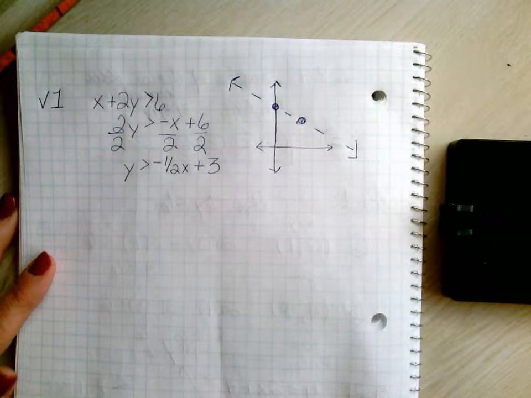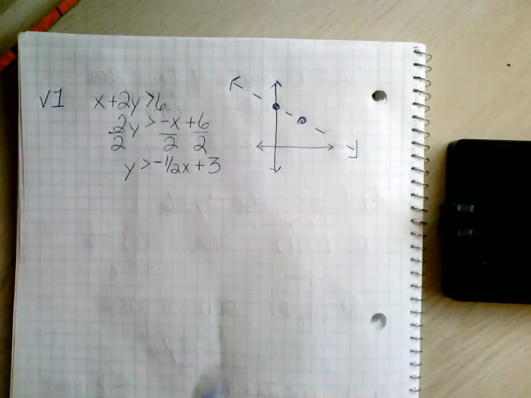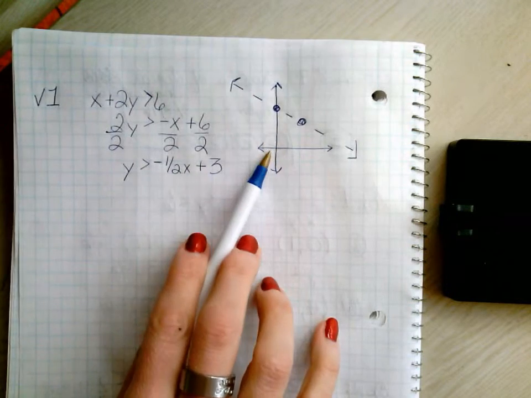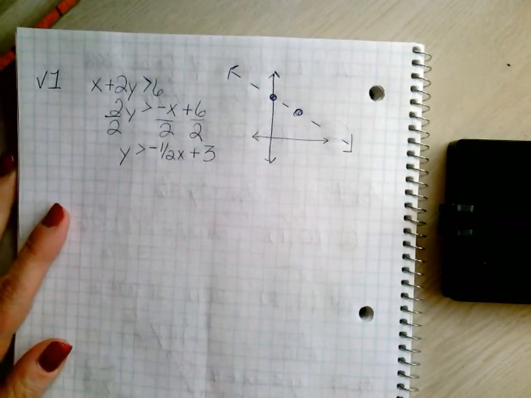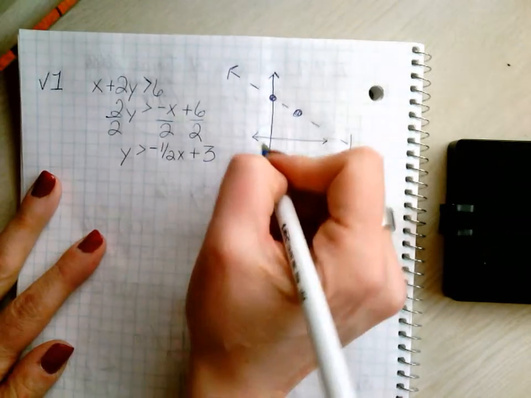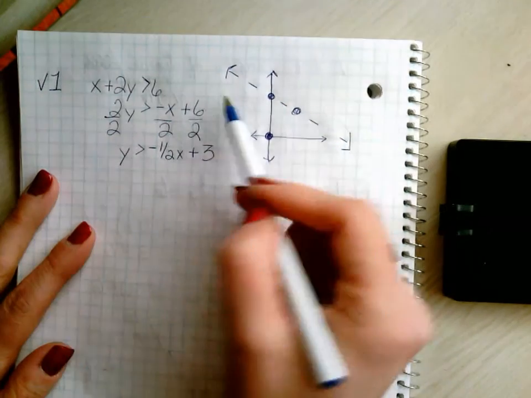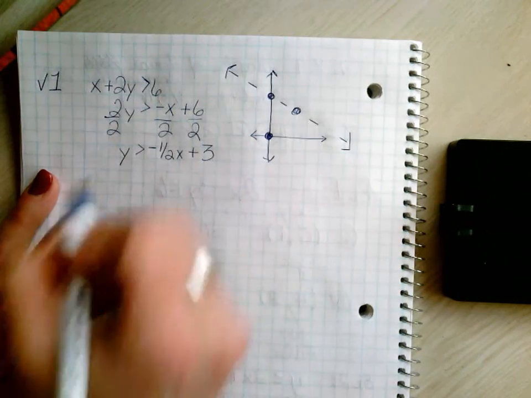What do I shade? Do I shade here or here? As long as the origin is not on the line, I test it. And the origin is in this lower half plane, so I'm going to use that 0, 0 point. If it's true, I will shade this. If it's false, I will shade above.